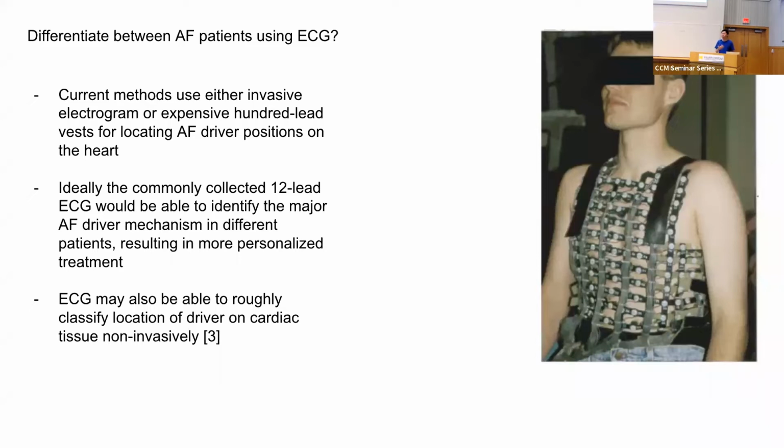However, ideally, most patients will be collecting 12-lead ECG when they're in the hospital. And so any type of patient who has asymptomatic atrial fibrillation, or potentially might have atrial fibrillation in the future, generally won't be undergoing these invasive procedures and will only be screened in the hospital using 12-lead ECG. There have been studies where ECG might be able to roughly classify the location on the heart where the driver of the atrial fibrillation might be.